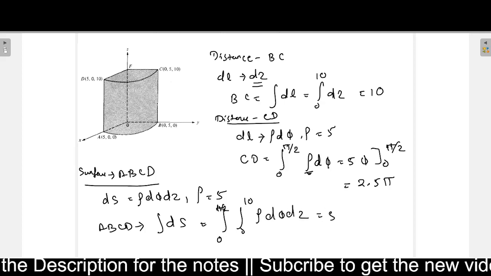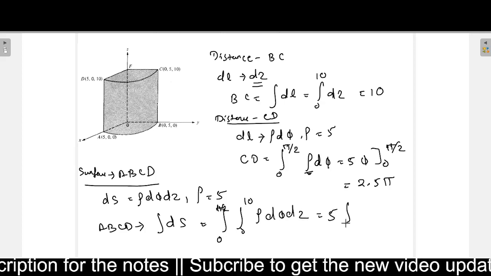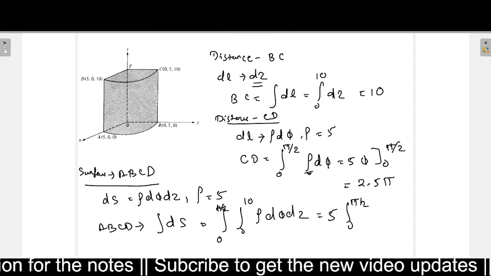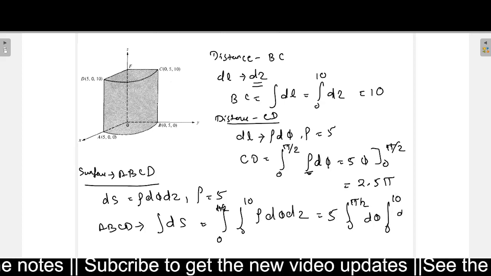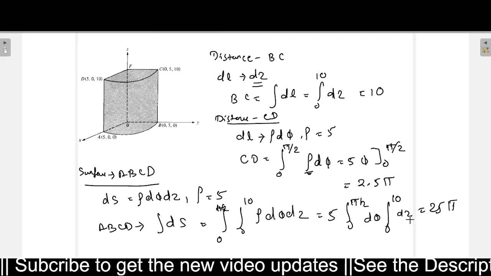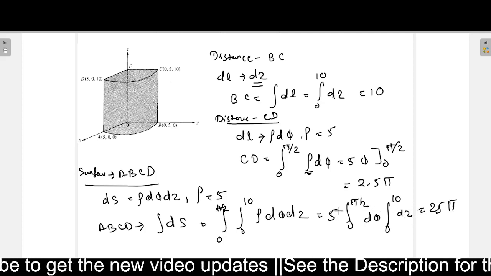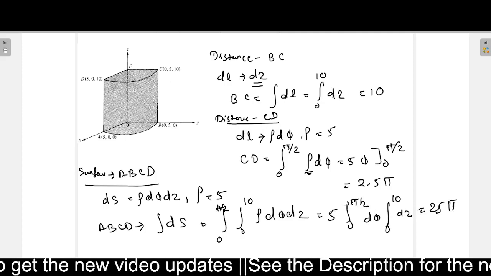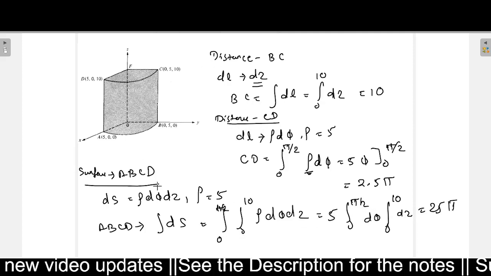First, rho is constant, so 5 is taken out, and then the integration of d phi from 0 to pi by 2 into the integration of dz from 0 to 10. So how much do we get? 25 pi. The pi by 2 is multiplied by 10, so it is 50, divided by 2 gives 25, so 25 pi.